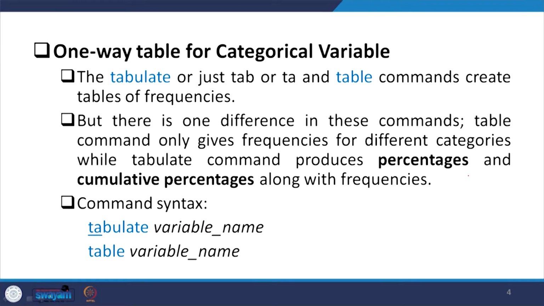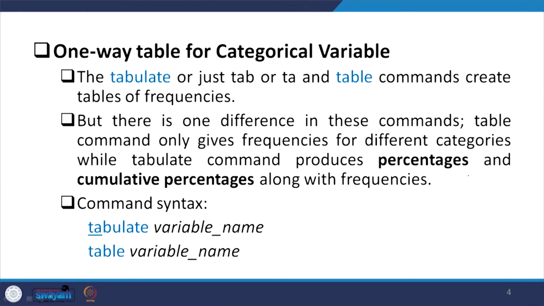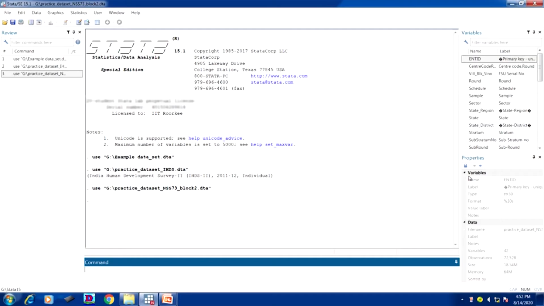The tabulate command, or just tab or TA in short, and the table command create tables of frequencies, but there is one difference. The table command only gives frequencies for different categories, while the tabulate command produces percentages as well as cumulative percentages along with their respective frequencies. So, the command syntax here is tabulate or table. We are going to operate these two here.